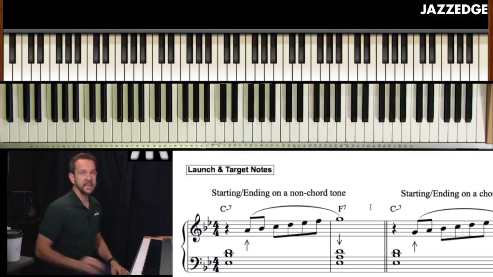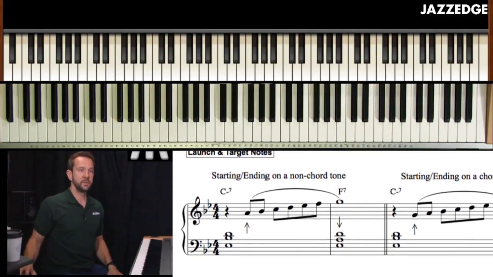So now if I play this, listen to what happens when I start and end on a non-chord tone, okay? So A is not a chord tone, and then G here is not a chord tone. A would be the 6th on a C minor 7 chord, G would be the 9th on an F7 chord, right? So take a listen to what that sounds like.